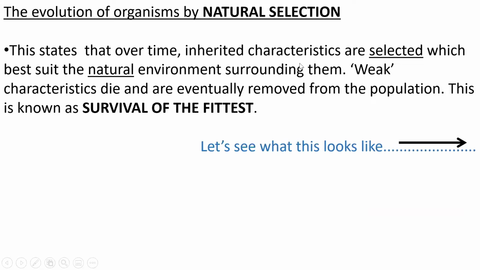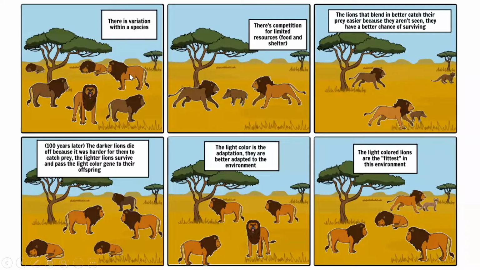So over time, inherited characteristics are selected which best suit the natural environment surrounding them. Weak, and I put that in quotations because it's just weak compared to the environment, okay? Weak characteristics die and are eventually removed from the population. This is known as survival of the fittest. So it depends on what environment there is. Let's look at this. There are quite a few cases of this.